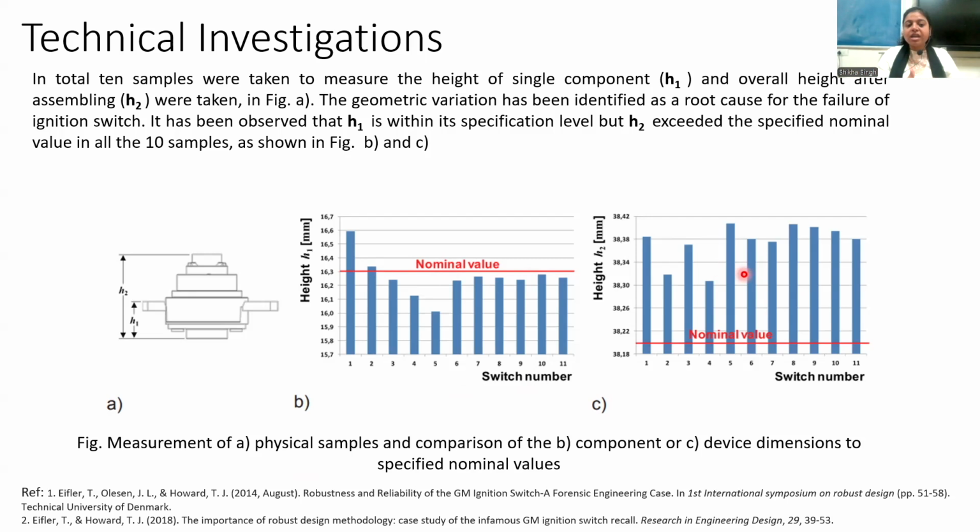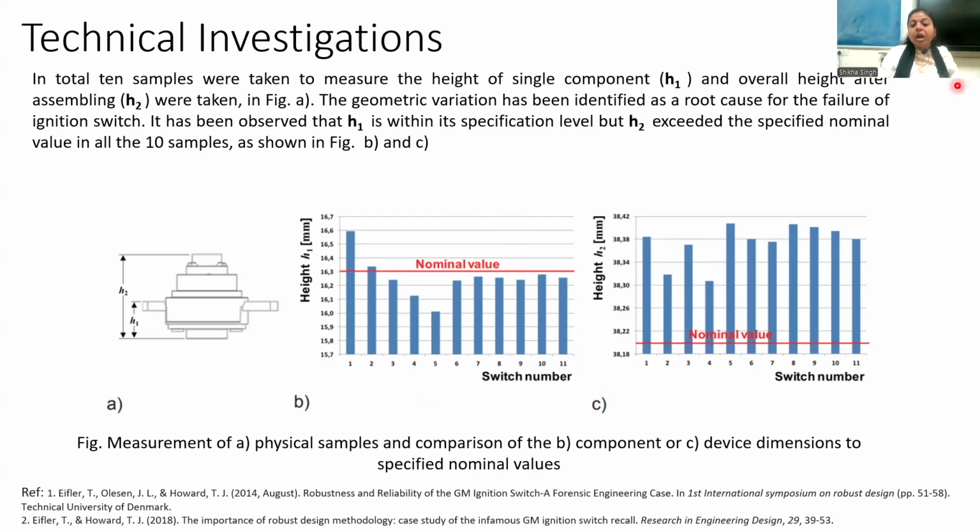So here, if you see, in total 10 samples were taken to measure the height of a single component, that is H1. And you see in this graph, Eichler and his team have clearly defined that among all those 10 samples, all the values are within the specifications.